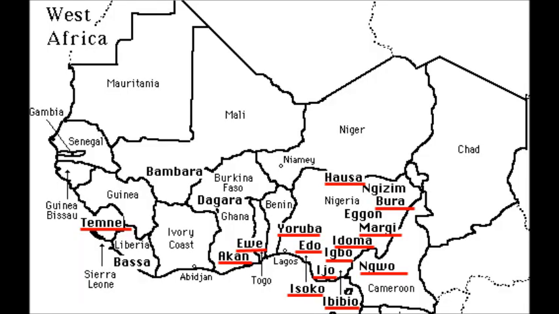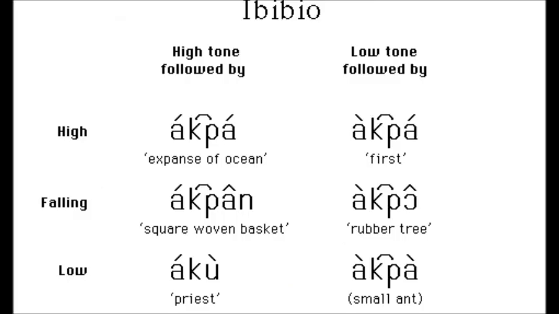Here is another example from Ibibio, a Niger-Congo language spoken in Nigeria.